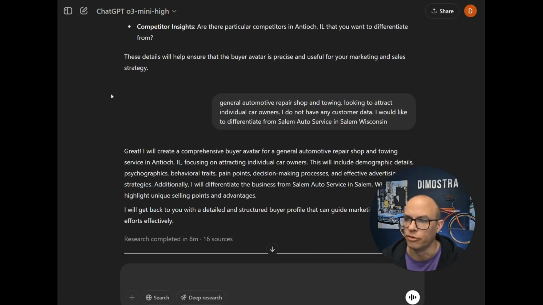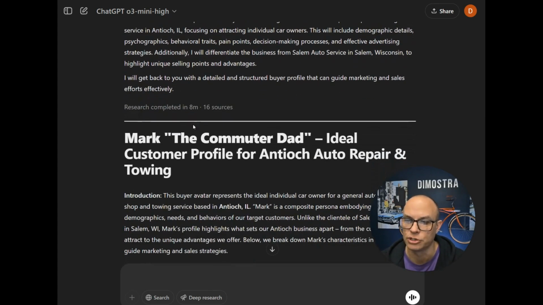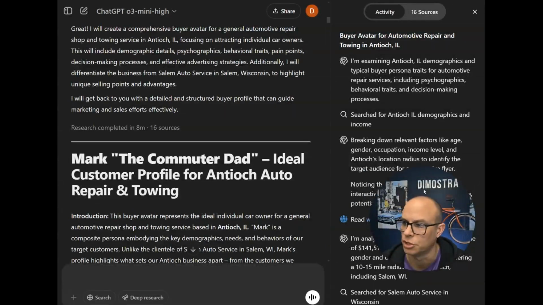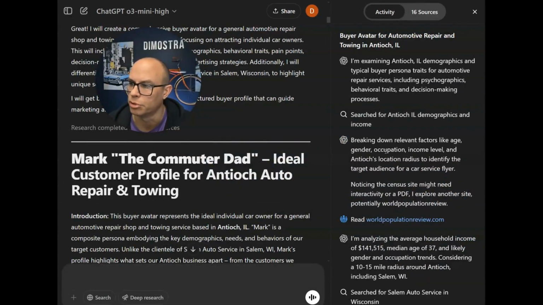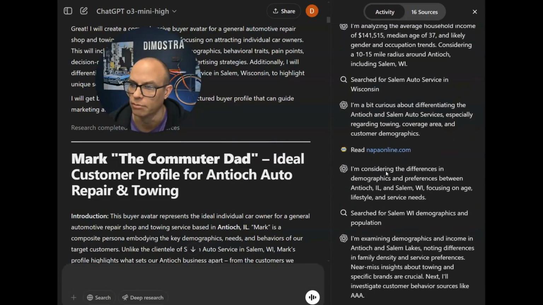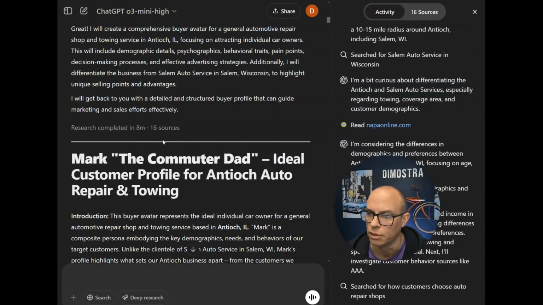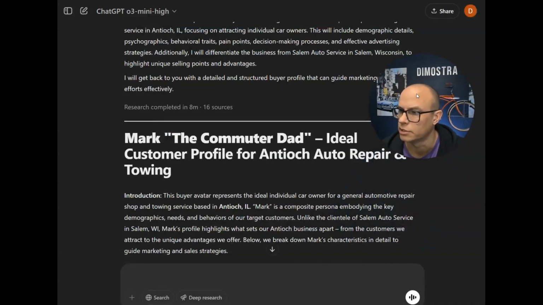And to keep this moving, I just gave it some brief information here. Then it took 8 minutes to generate this response. And if you actually click on this, it'll show you where it pulled all this information from. Really great stuff. So now let's review it.